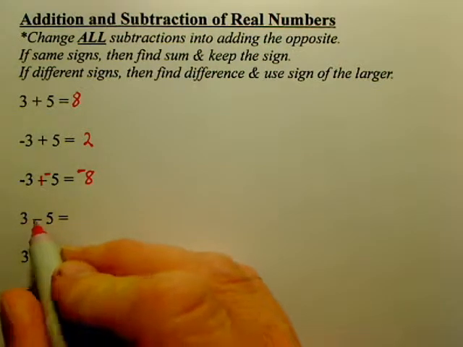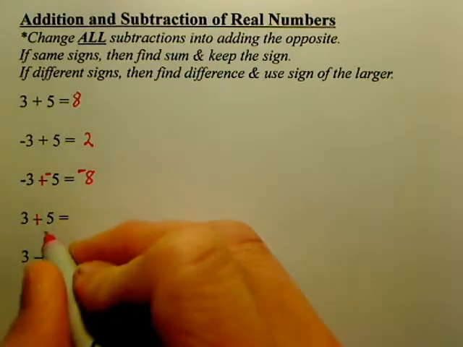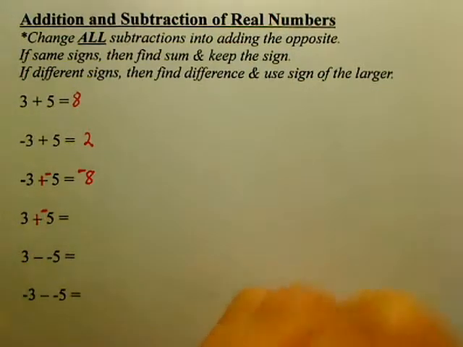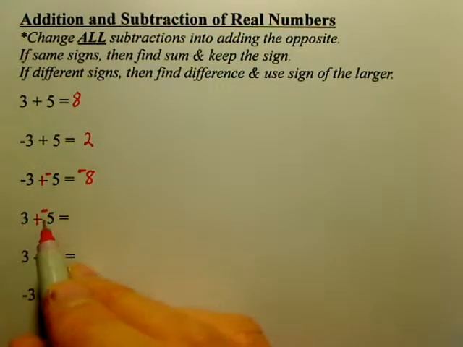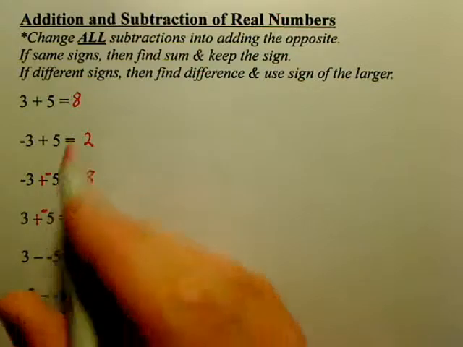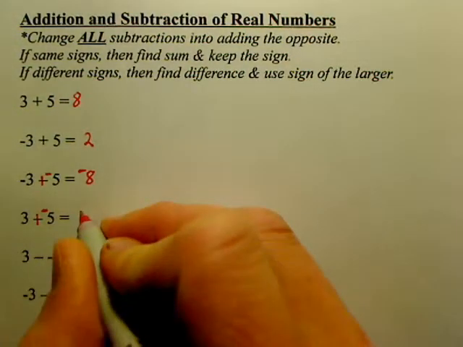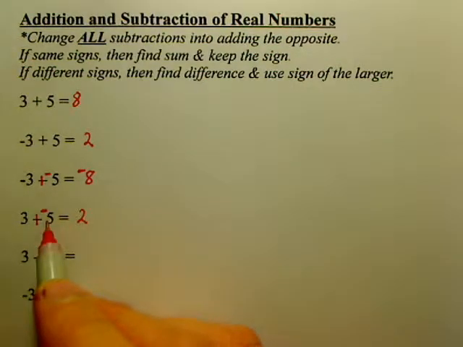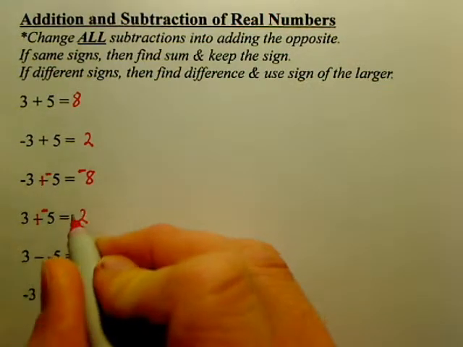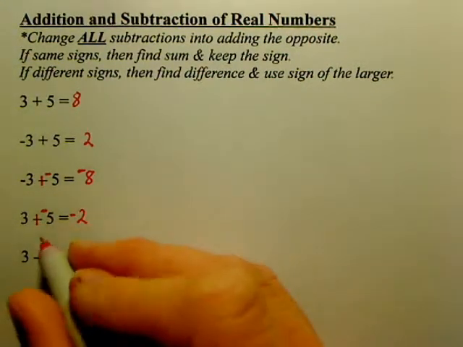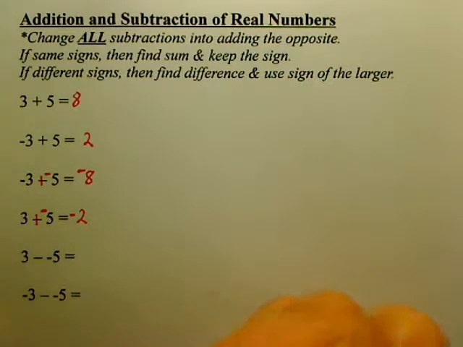Okay, again, we have a minus. So we change minus to a plus. The opposite of 5 is negative 5. We have a 3 and a negative 5. Well, different signs. So the difference between these two is 2. And the larger is negative 5. So it takes the sign of the negative 5, so negative 2 is the answer.